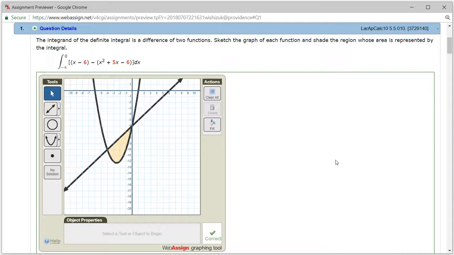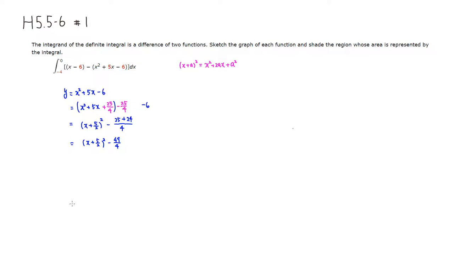All right, I came back and it looks like we got this one correctly here. All right, that's it. I hope that this was clear.